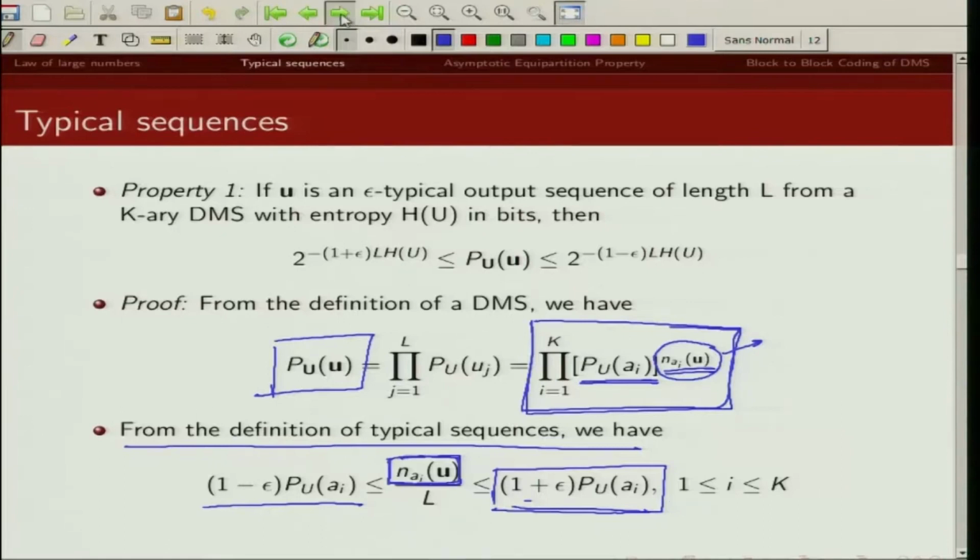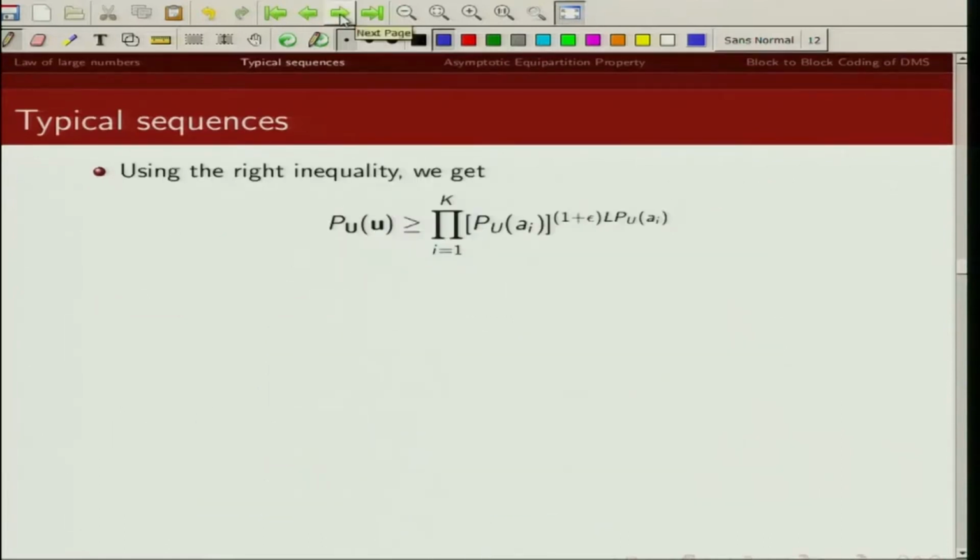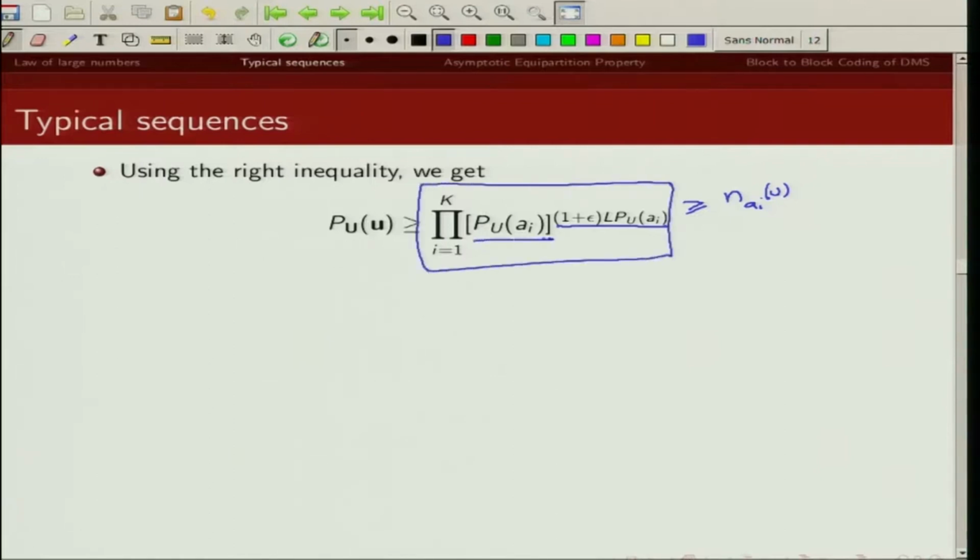Now if I do that, so I replace N_{a_i} by L times (1 plus epsilon) P of a_i, and since this term was greater than N_{a_i}(u), so this whole term, I am raising a number between 0 and 1 to a larger power, so the equality which was there will be replaced by greater than or equal to.